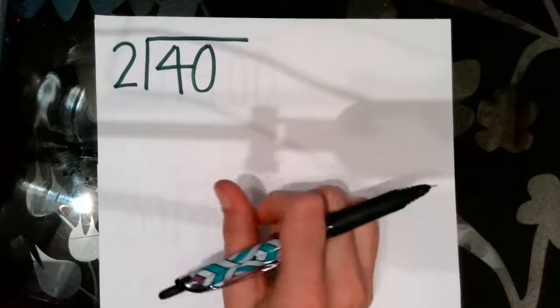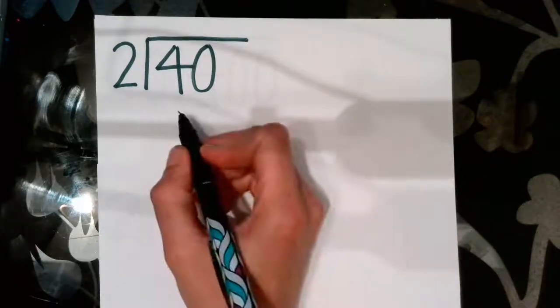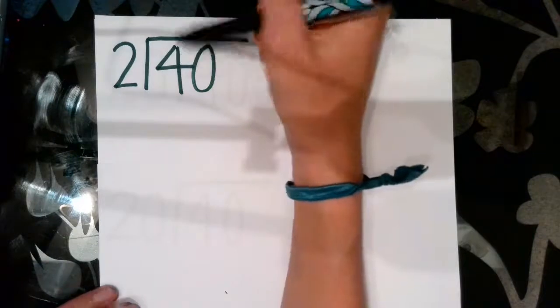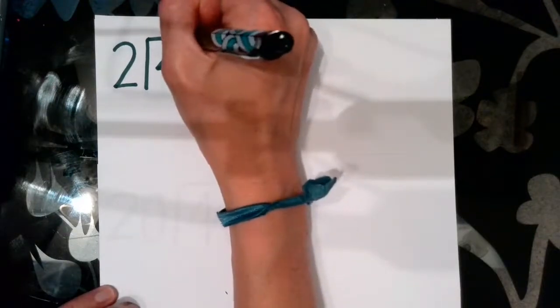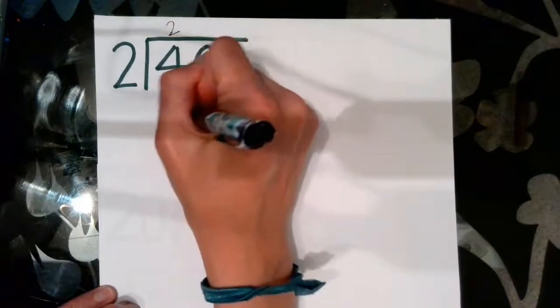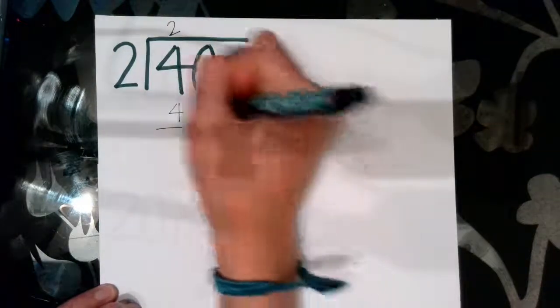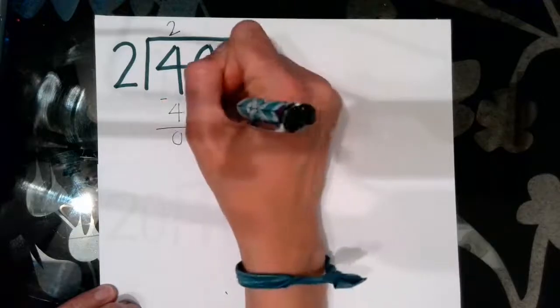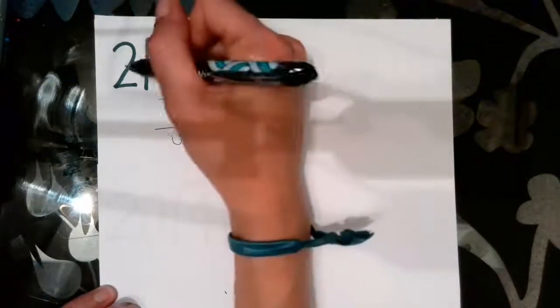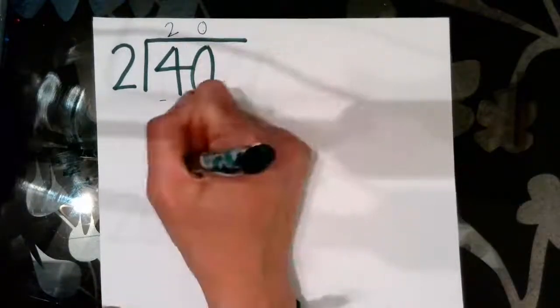So we're going to take a look at my first problem, which is 40 divided by 2. I know that 2 goes into 4 2 times, and 2 times 2 is 4. So I'm going to subtract, bring down my 0, and I know that 2 goes into 0 0 times. And 0 times 2 is 0.